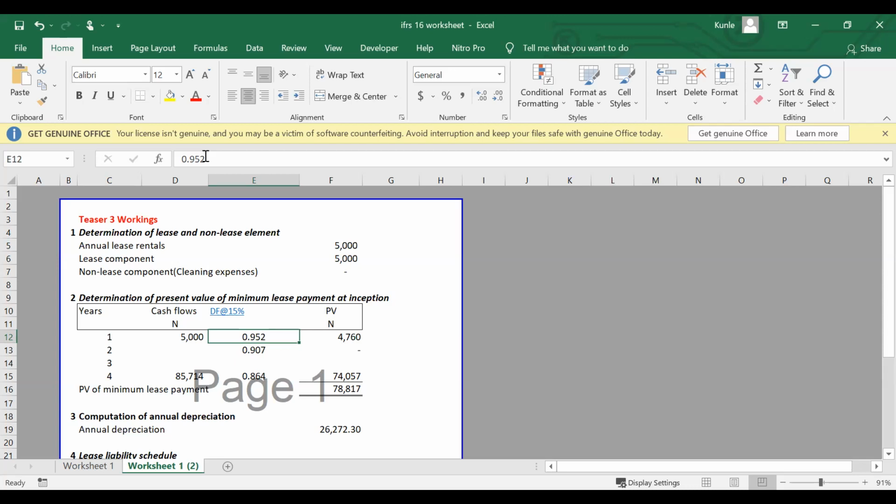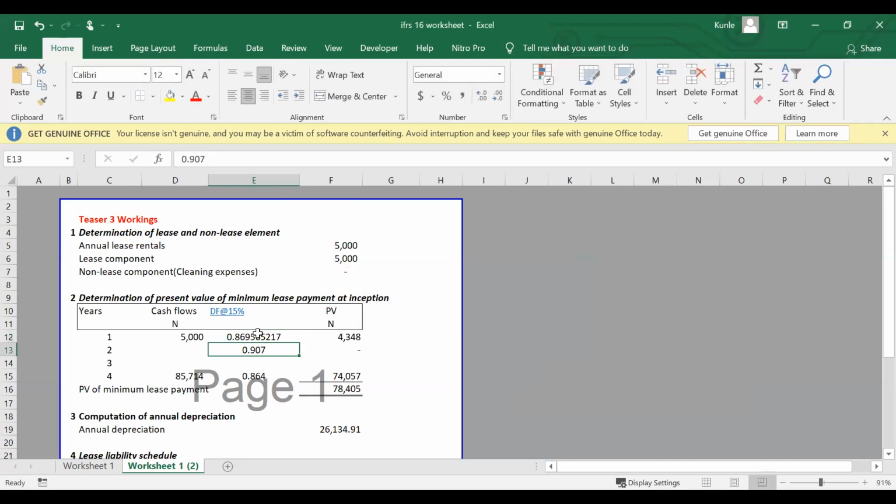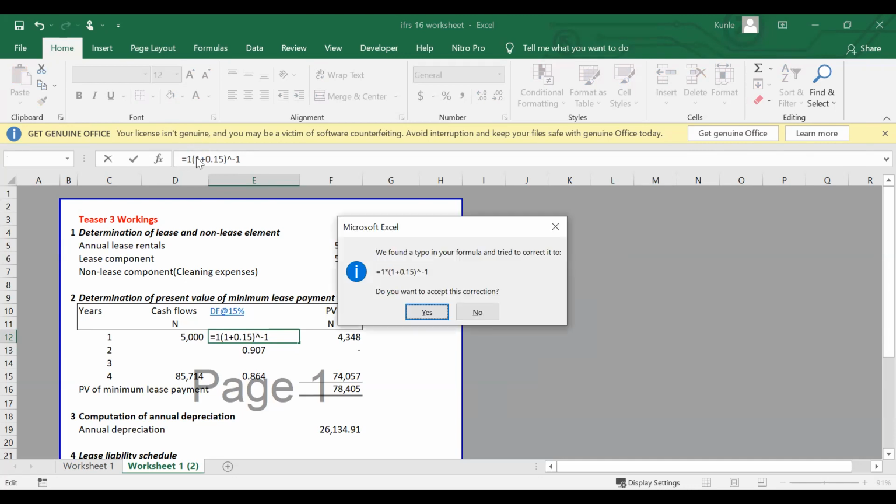Open bracket 1 plus 0.15, minus 1. So it's actually equal to open bracket 1 plus the rate, that's the interest rate, which is 15%. That will be 0.15, then close the bracket, raised to power minus 1. Where is power here? Shift, and then raised to power minus 6. Minus 1, right? Yeah. And 0.8. Okay. So actually I should not have put this, that is why it's showing me.